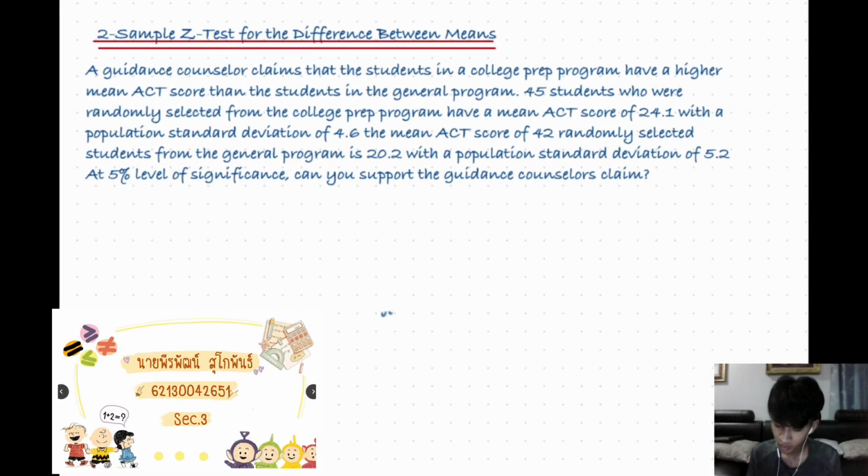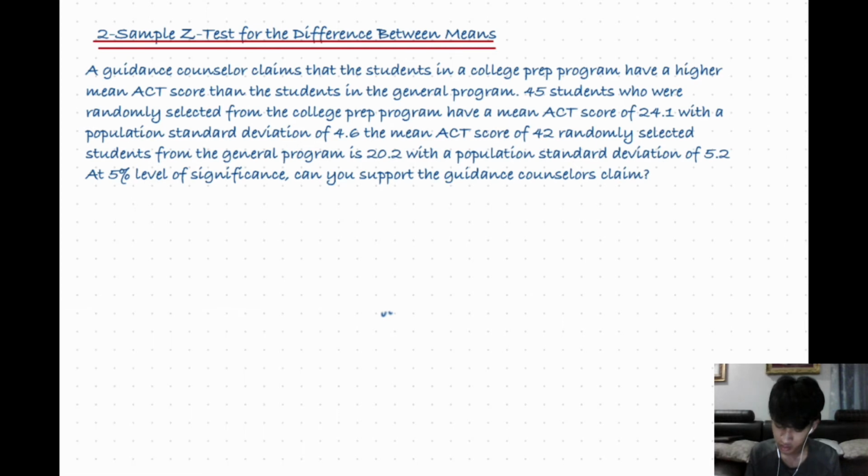A guidance counselor claims that the students in a correct prep program have a higher mean ACT score than the students in the general program. 45 students who were randomly selected from the correct prep program have a mean ACT score of 74.1 with a population standard deviation of 4.6.